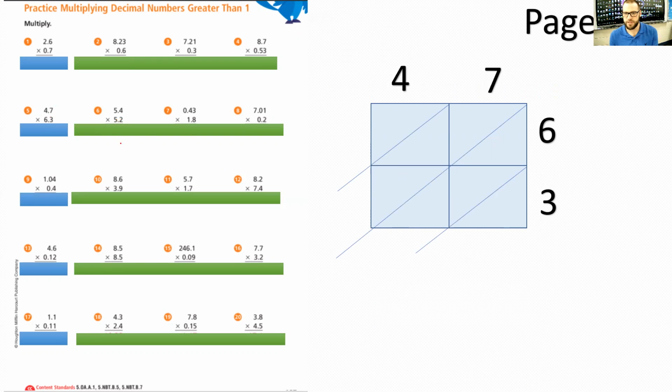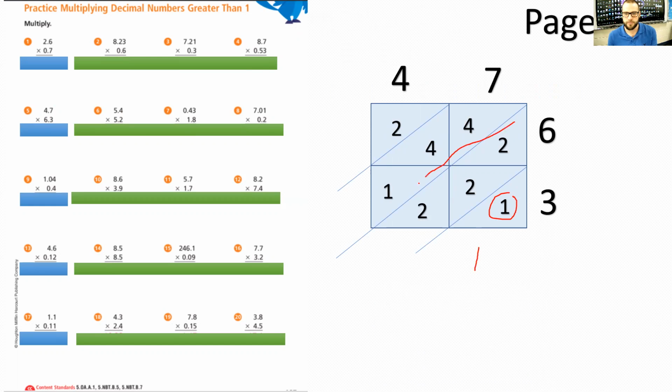This is 7 times 6, which is 42. This is 6 times 4, which is 24. 7 times 3, which is 21. And then 4 times 3, which is 12. Now the answer is just going to fall down.